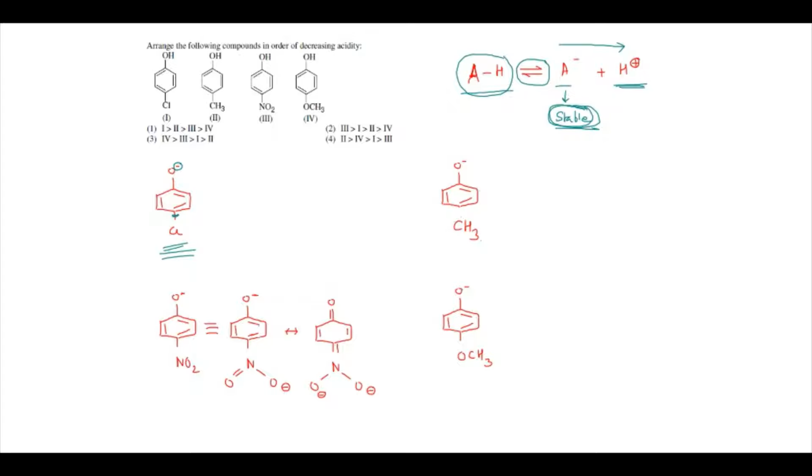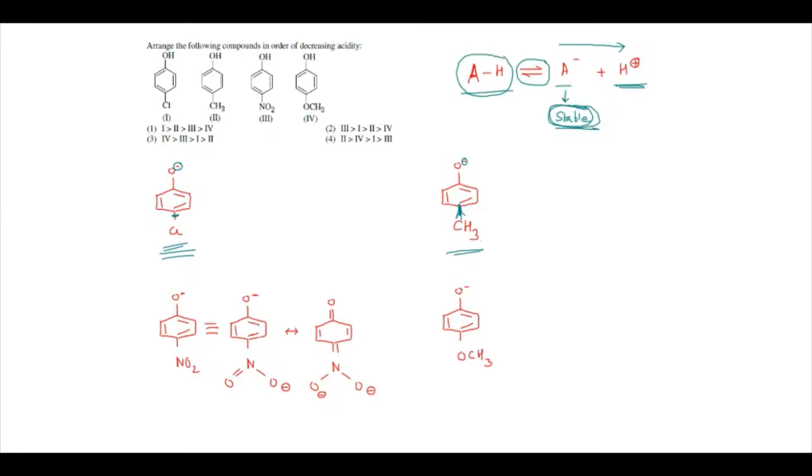Next is another compound where we have a para-substituted methyl group and the negative charge is again on the oxygen. Here also the methyl group will show some effect, but definitely it is not a negative I effect, rather it is the opposite, that is, it will be a positive I effect. That means it will push the electron towards oxygen and will make the system more unstable. That means this conjugate base will not be very stable.